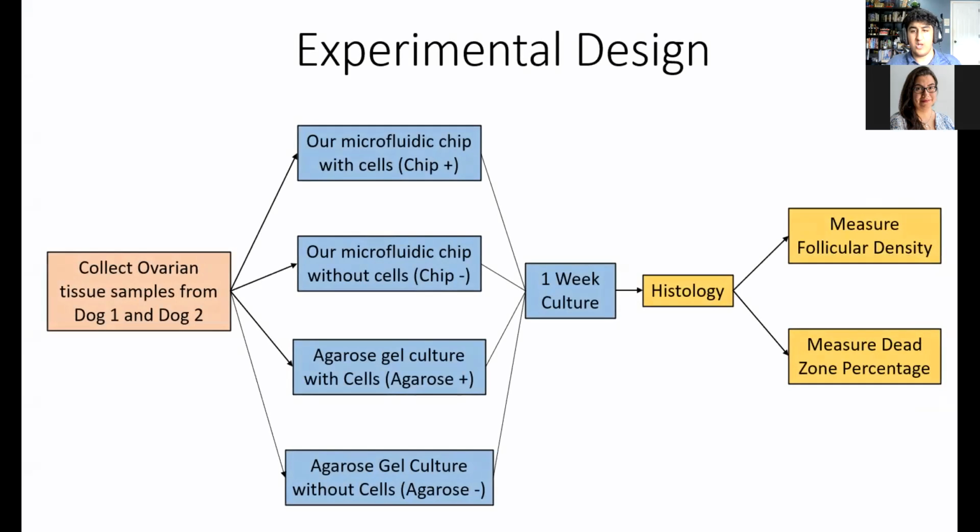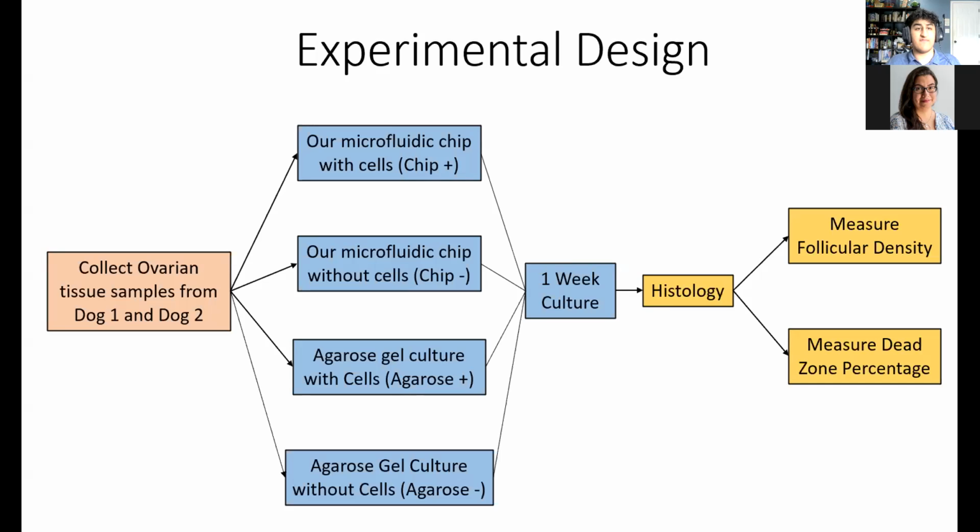So how will we experiment using these cultures? Well, first, we'll collect ovarian tissue samples from dog 1 and dog 2, and this will be used for culture. Then we fabricate our microfluidic chips, and we'll first set up 4 sample groups for both individuals.